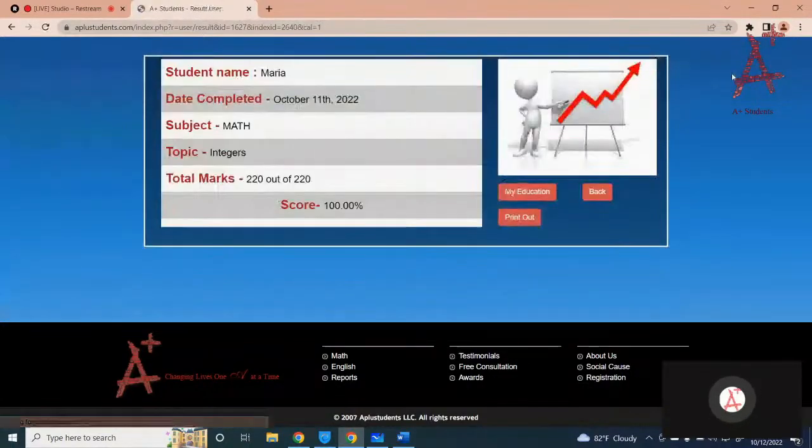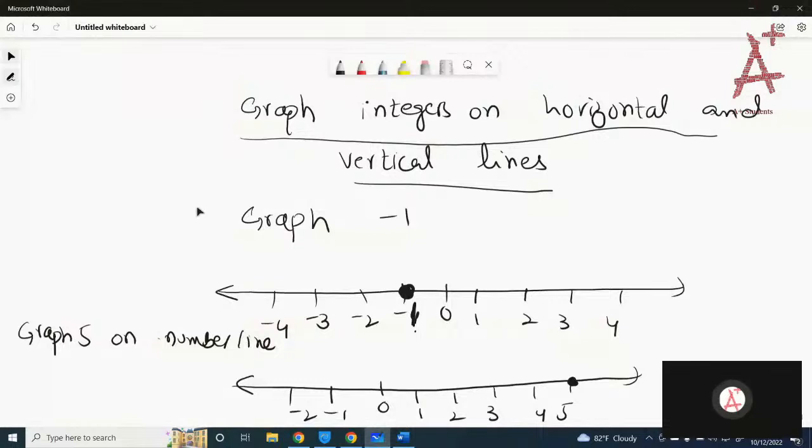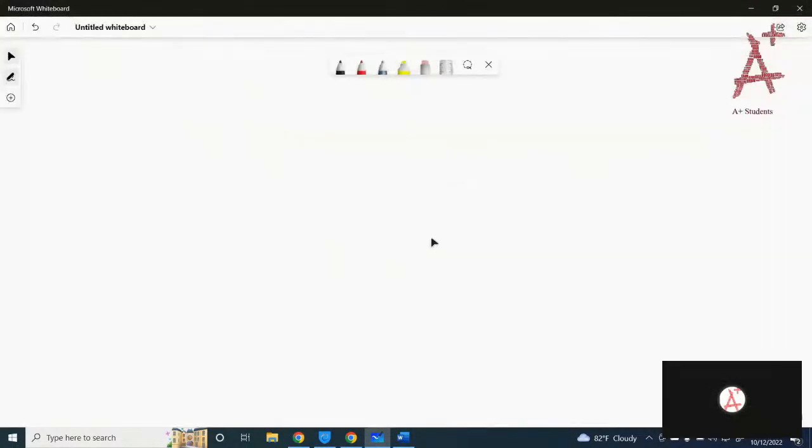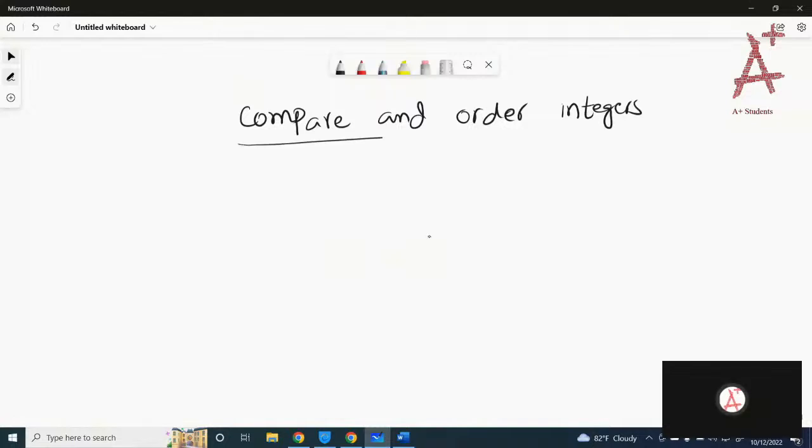So we have completed the topic. Let me just move on to the next topic. The next topic is compare and order integers. Let me write down the topic name. You have to basically compare two numbers, which one is greater and which one is smaller. Compare and order integers. So let's start with examples.